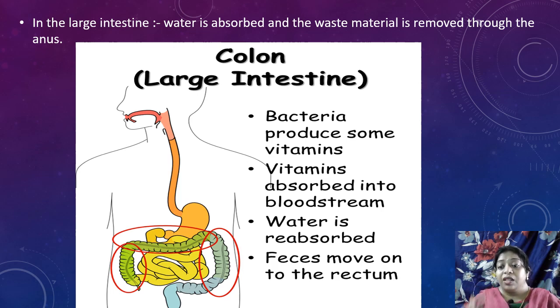So after the complete process of digestion, the digested food material is taken into the bloodstream. The water is reabsorbed, and the feces is removed from the rectum and passes to the last stage called the anus. So this is the total function of the intestines.